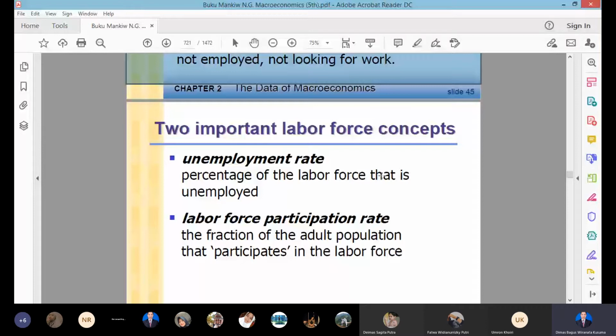In the Indonesian case, the labor force actually starts from 17 years old until 64 years old. So if you are within this age period, you are considered as the labor force. But labor force means you are looking for jobs. If you are students, you are not, even though you are within these intervals. Okay, next one.